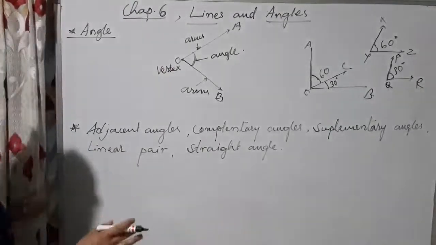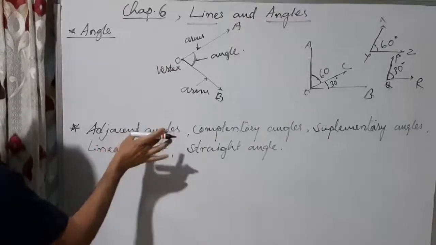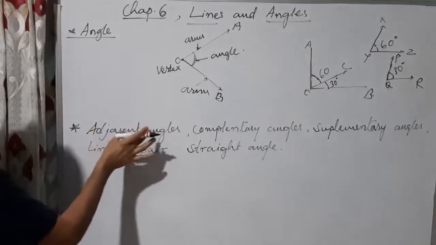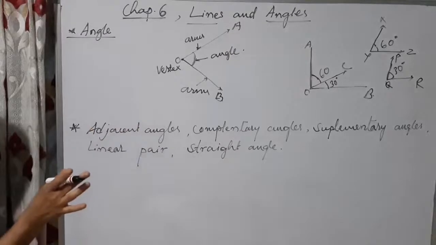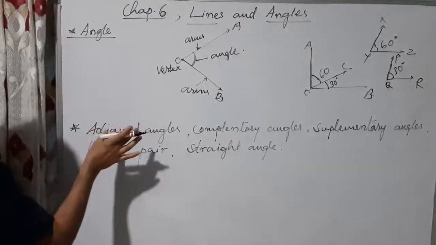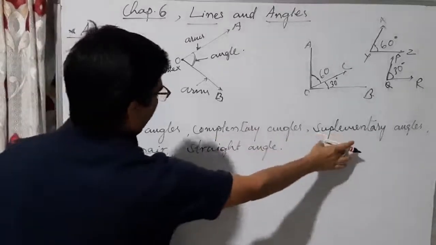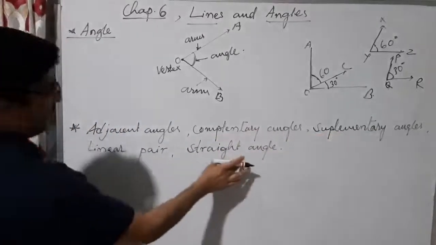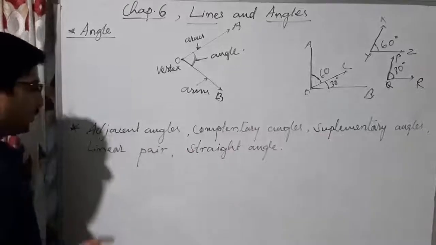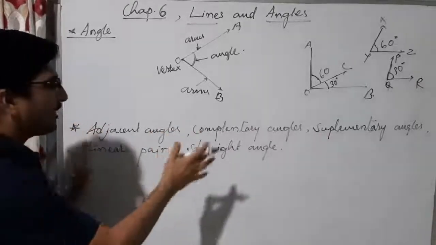Now we are going to learn 4 points first, 4 definitions of different types of angles. First one is adjacent angles, complementary angles, supplementary angles, linear pair and straight angles. We have not 4, we have 5. So we are going to discuss these 5 points.